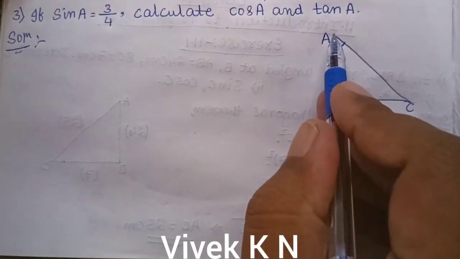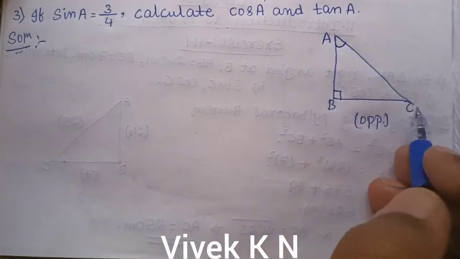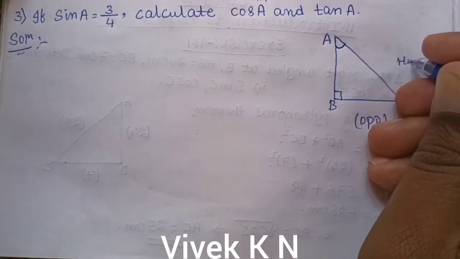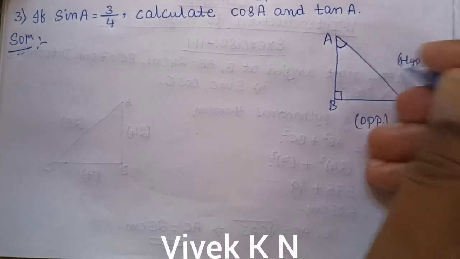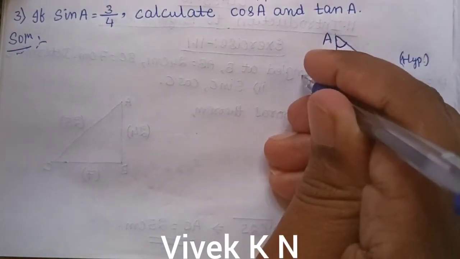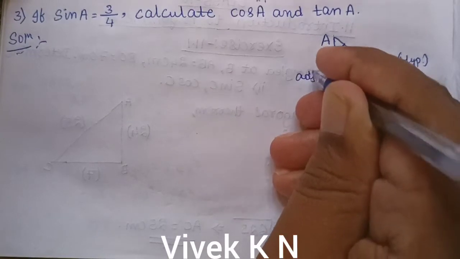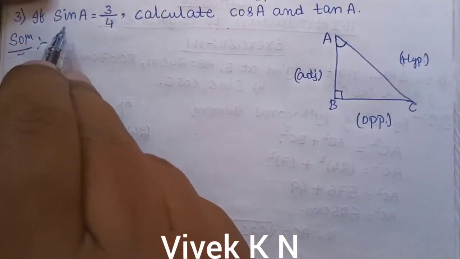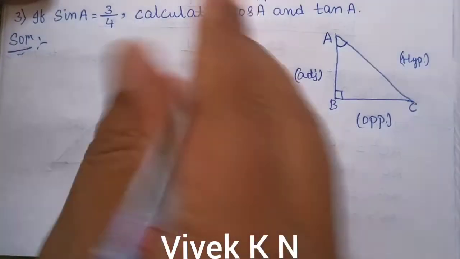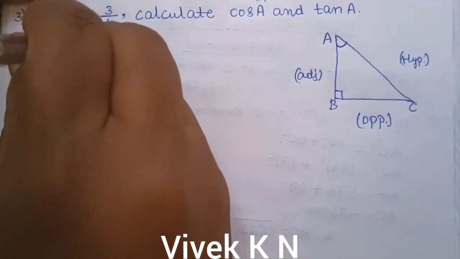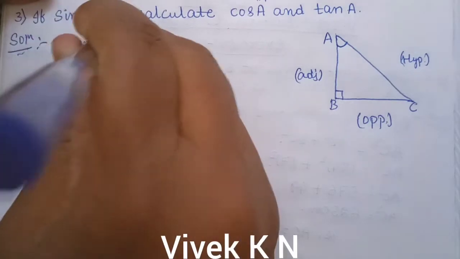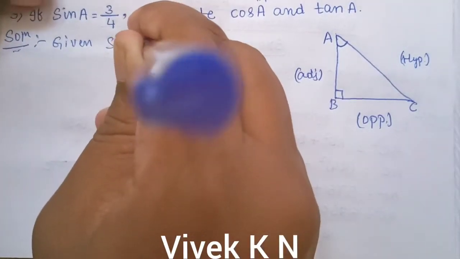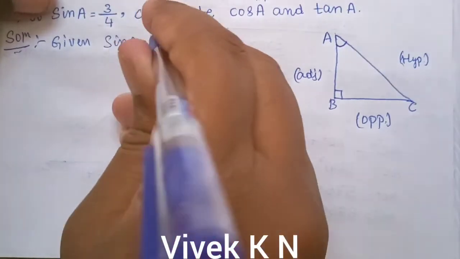And the longest side of the right angle triangle ABC is AC. So this is the hypotenuse side. And the remaining side is the adjacent side. Next, here they have given the value of sin A. Given sin A is equal to 3 by 4.